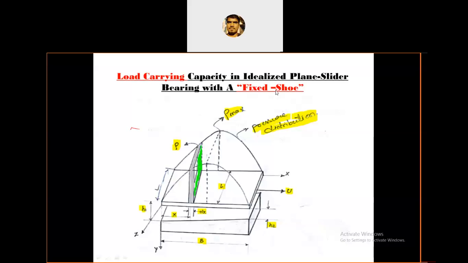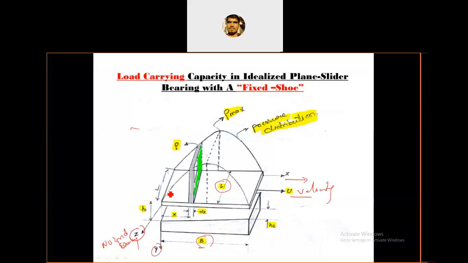The figure that you are seeing is the same plate, moving with a velocity of u in the x direction, and in the z direction there is no end leakage. Here is the y direction. Capital B is the length of the bearing surface, and L is the width. And this is the pressure distribution.